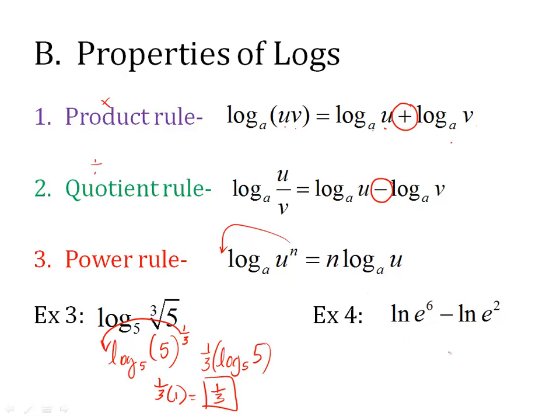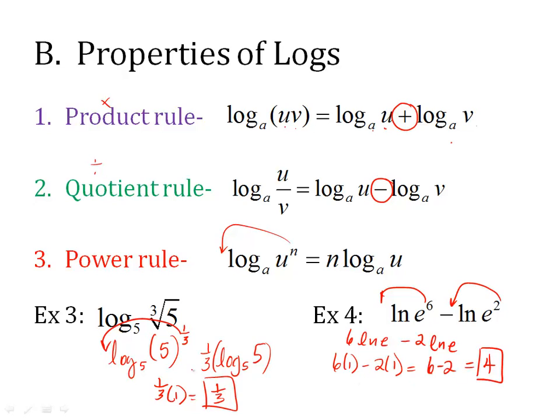Okay, look at this one. This is another power rule problem. Moving my powers to the front, I have 6 natural log of e minus 2 natural log of e. Think about what's the natural log of e? Well, remember the base of natural log is e. So it's saying e to what power gives you e? That's a 1 as well. So 6 times 1 minus 2 times 1. 6 minus 2, which we all know is a 4. So you can use these power rules, any of these rules, to simplify an equation.